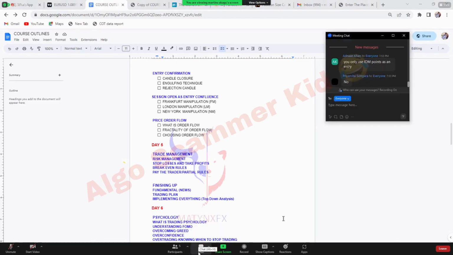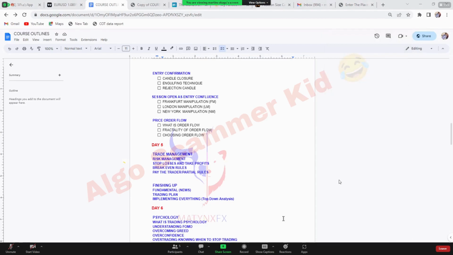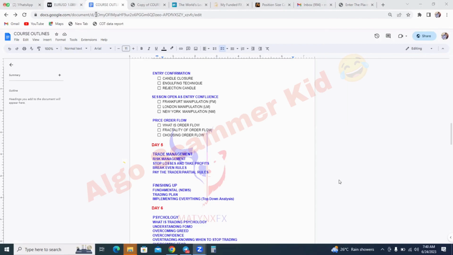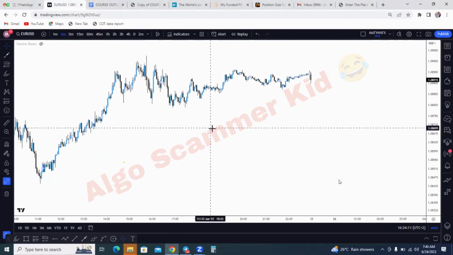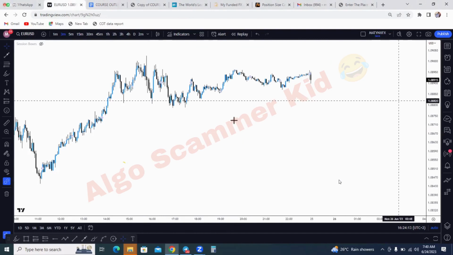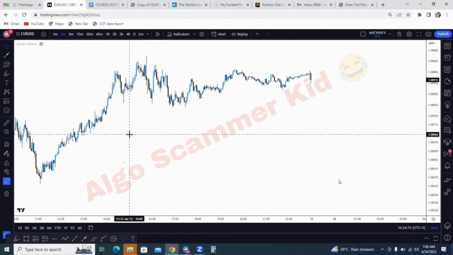Yes, you only use IDM, inducement points. Yes, nothing else. No inducements, no entry. If I don't get an inducement, I'm not entering. That is the point. That is what algo is all about. No inducements, no entry.